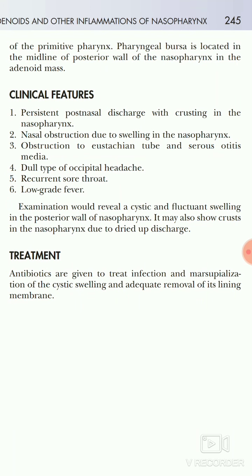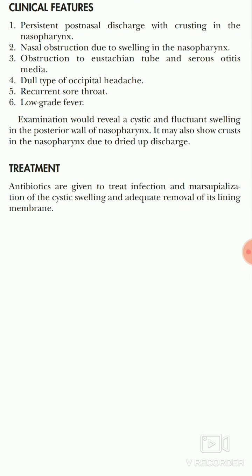Examination would reveal a cystic and fluctuant swelling in the posterior wall of the nasopharynx. It may also show crusts in the nasopharynx due to dried up discharge. Treatment: antibiotics are given to treat the infection and marsupialization of the cystic swelling and adequate removal of its lining membrane.